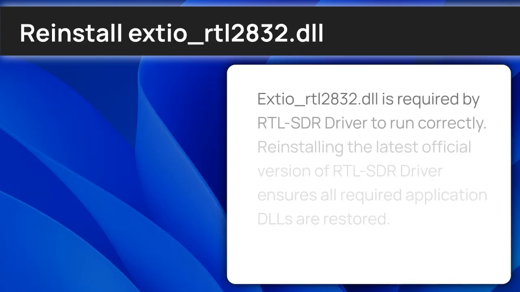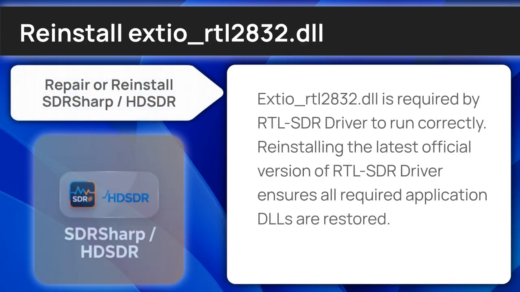This issue is commonly caused by a broken or truncated RTL-SDR Driver installation. Reinstall the latest official version of RTL-SDR Driver from the official website to ensure the XIO RTL2832 DLL and all related files are correctly replaced.